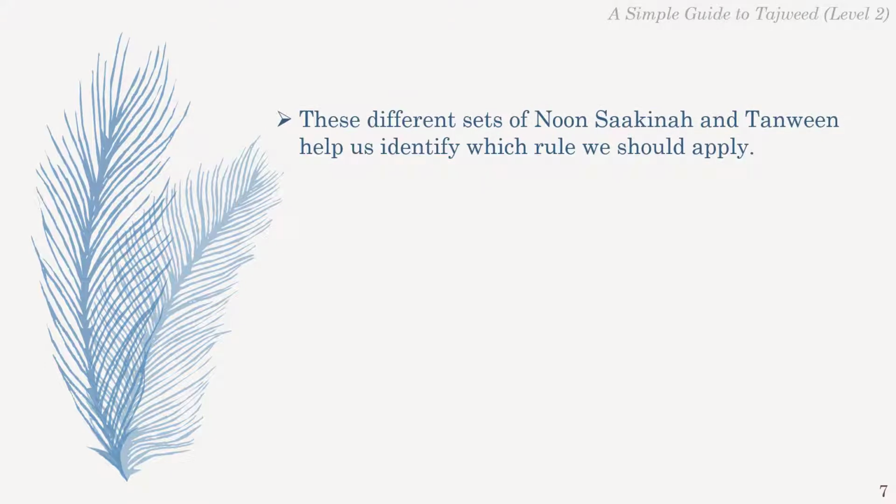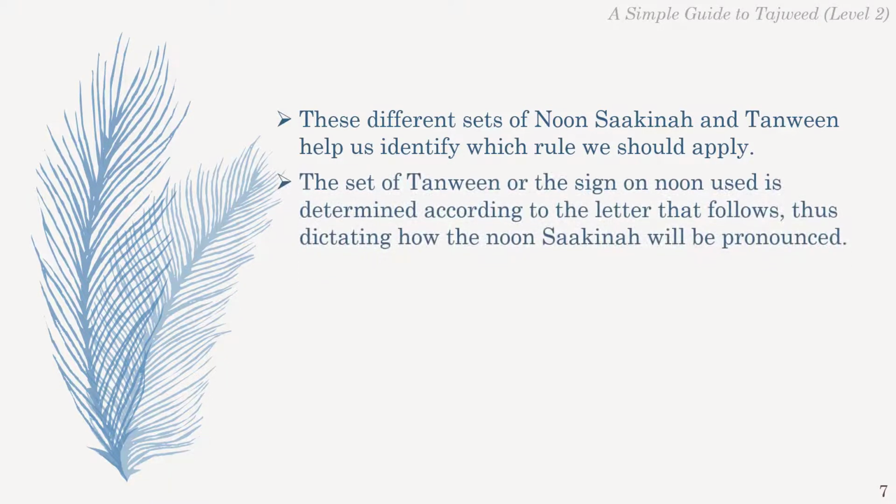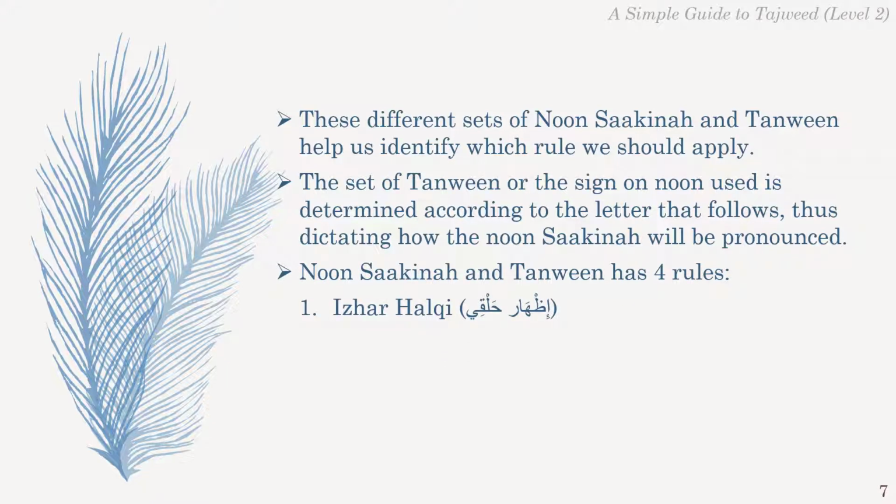These different sets of Noon Saakinah and Tanween help us identify which rule we should apply. The set of Tanween or the sign on Noon used is determined according to the letter that follows, thus dictating how the Noon Saakinah will be pronounced. Noon Saakinah and Tanween have four rules. Number 1, إظهار حلقي. Number 2, إدغام. Number 3, قلب. Number 4, إخفاء حقيقي.